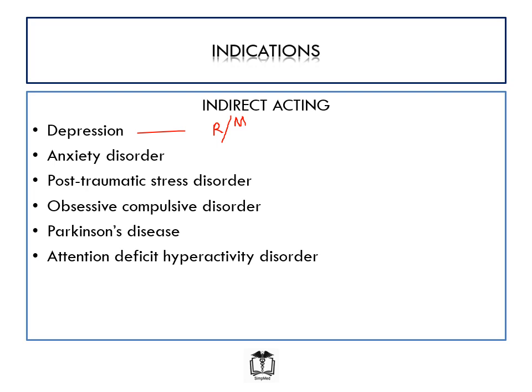Anxiety disorders could also be treated using tricyclic antidepressants. So these are reuptake inhibitors. Post-traumatic stress disorder could also be treated with monoamine oxidase inhibitors and tricyclic antidepressants. Same with obsessive compulsive disorders.